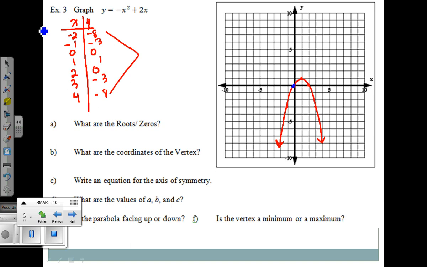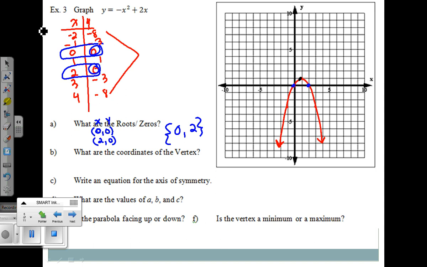The roots are these points touching the x-axis. It's always on the x-axis. So we can write the coordinates there. We can also see them here. So those are our roots. We can just list the x values if we want. So this is always x, y. So the x values are just 0 and 2.